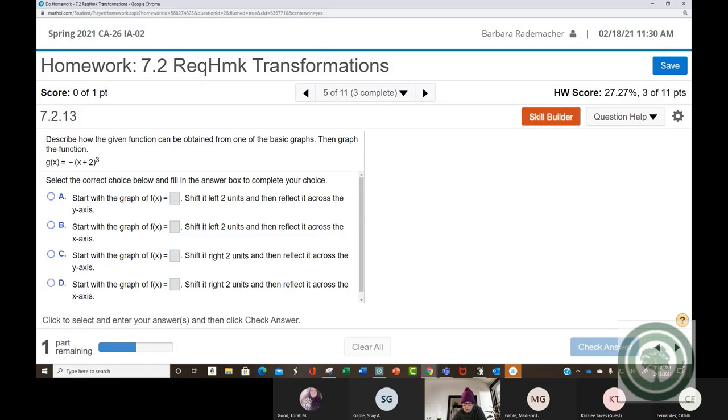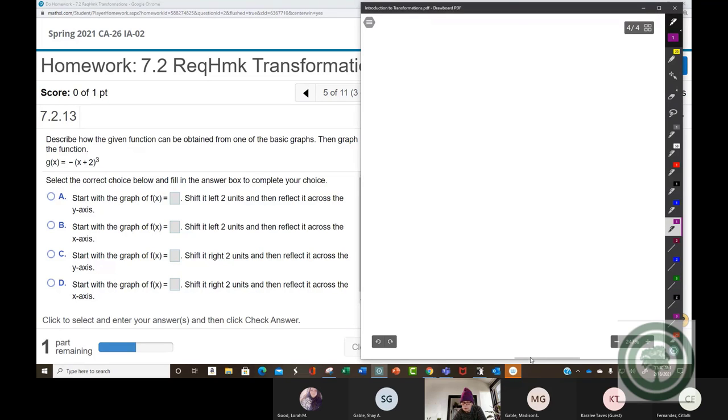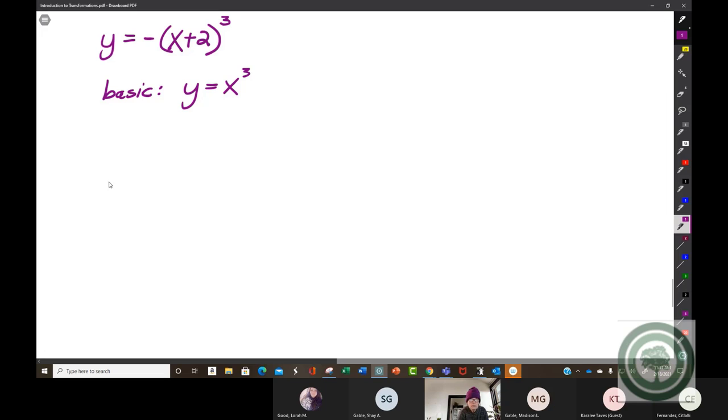So let's write all that down. Let's put this over here. You've got, let's just say y equals negative parentheses x plus 2 cubed. So your basic function is y equals x cubed. Then you're going to reflect it across the x-axis.